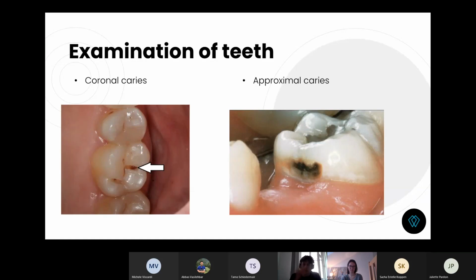First, some basic principles before I come to this. Like I said before, for caries it's especially important to have a dry field. You should always dry the tooth with air. That makes it much easier to see the caries, and you should use your probe to palpate it. Basically, caries can be in different regions, either coronal caries or proximal caries. Here it's really obvious. Caries, it's brown, it's cavitated.